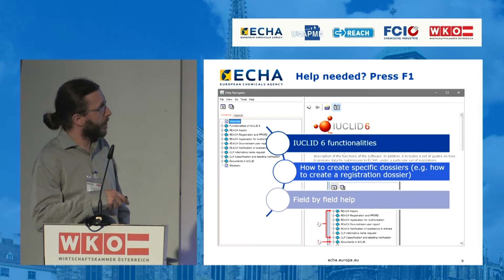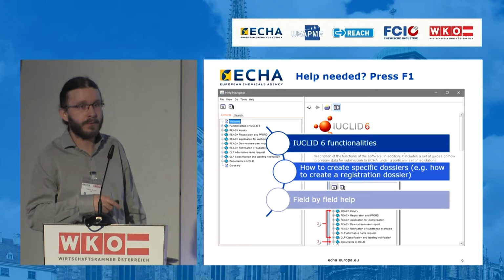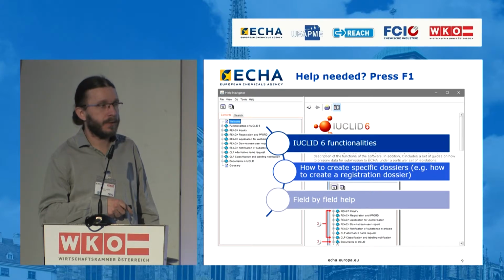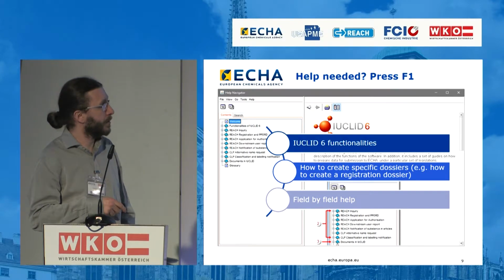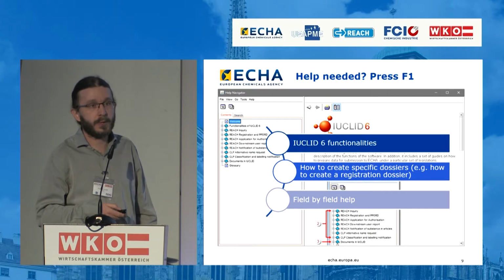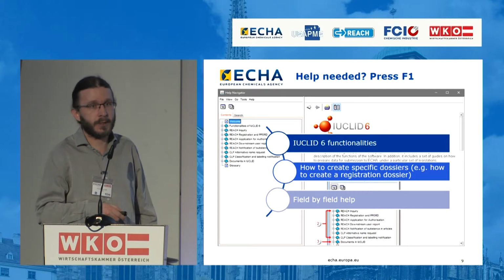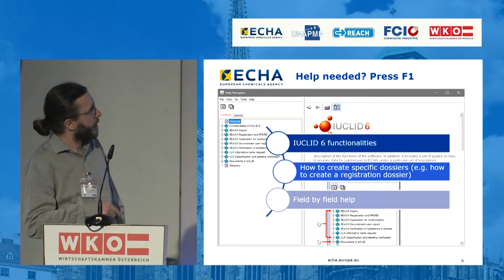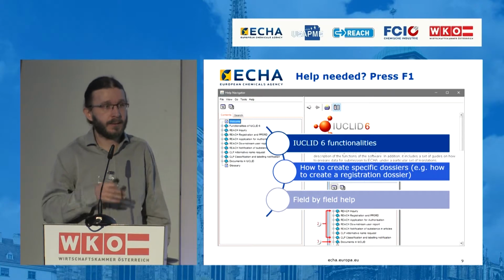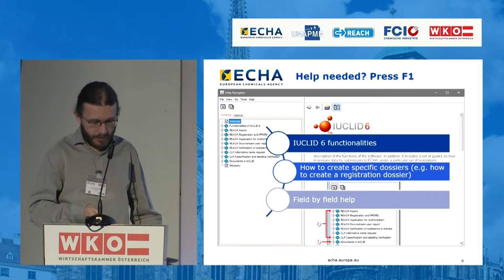The second level of information is how to create specific dossiers. Inside the help system of Euclid we have step-by-step instructions to guide you through the different steps of the preparation of a Euclid dossier for registration, for a PPORD notification, for an inquiry. These are available in, for example, REACH registration and PPORD. This is the place where you will find step-by-step instructions on how to fill in all the information in the Euclid dataset.